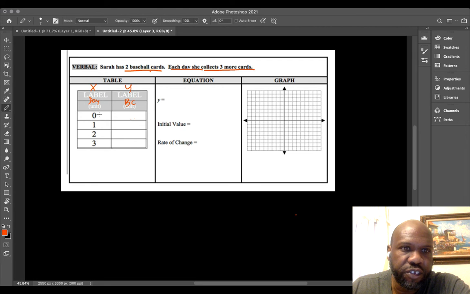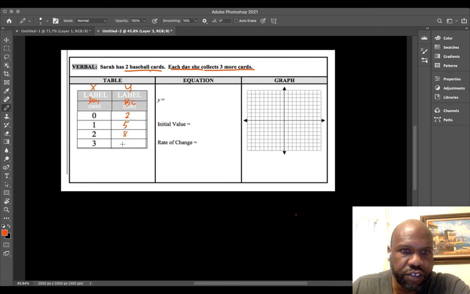So at the first day, she has 2 baseball cards. She just has 2. What about the second day? When she starts on the first day, each day she collects 3, so she's going to have 5 baseball cards now. And the second day, she's going to have 3 more, so she'll have 8.